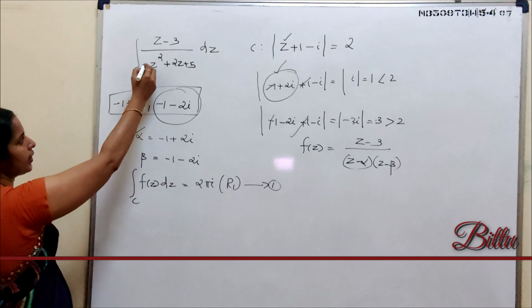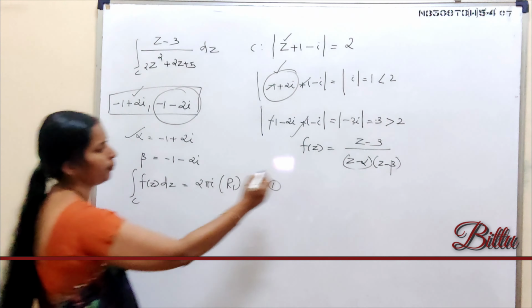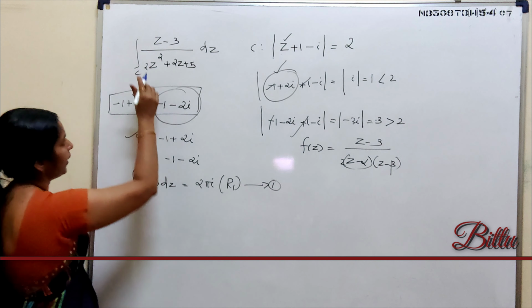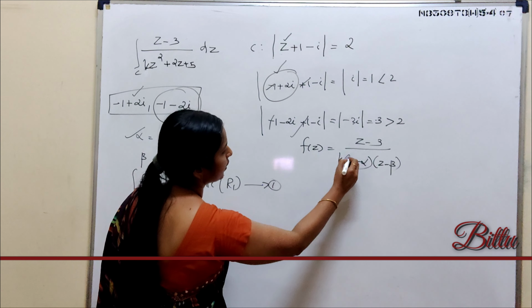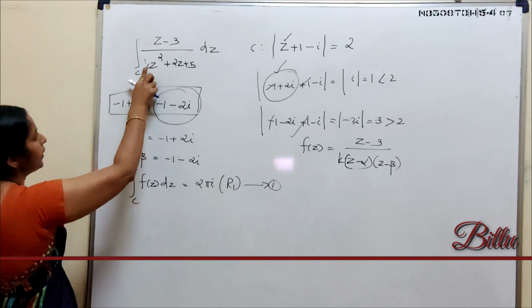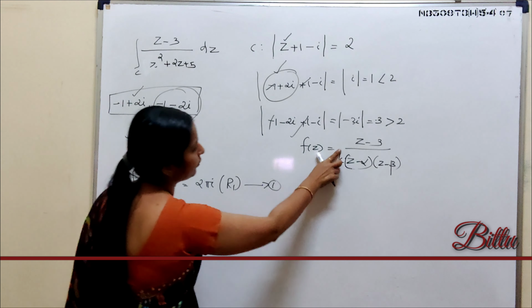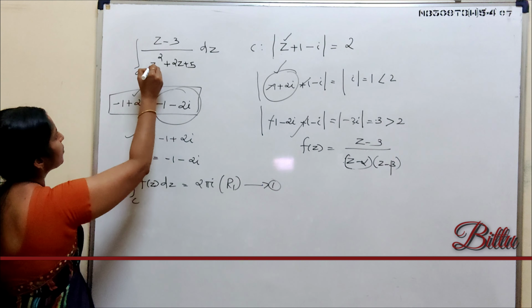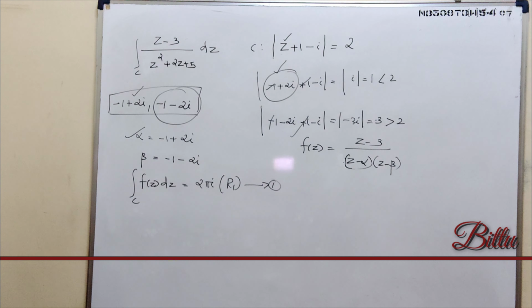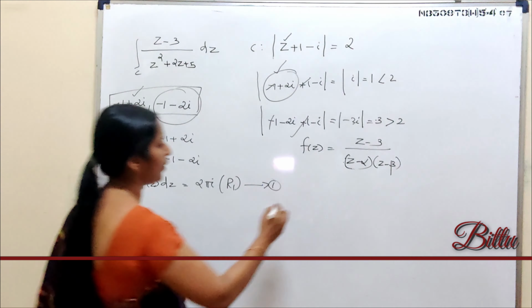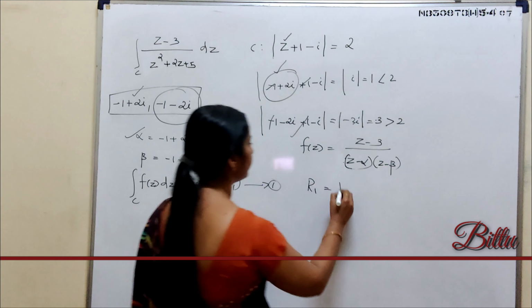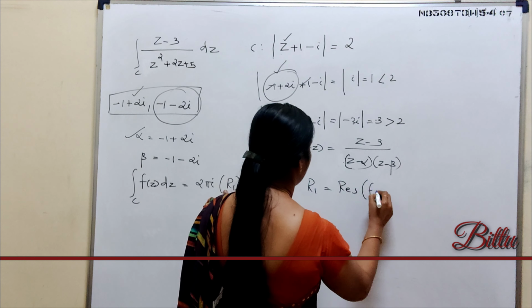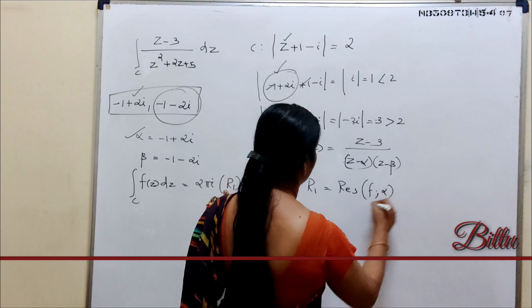If the coefficient of z square is some 2, then you have to put 2 here. In general, if its coefficient is k, then in the factorization you have to put k here. Here k is 1, so there is no need of substituting the constant. So the factorization of f z is like this. Next, we have to find the residue. R1 is the residue of the function at the inside pole, which is alpha.